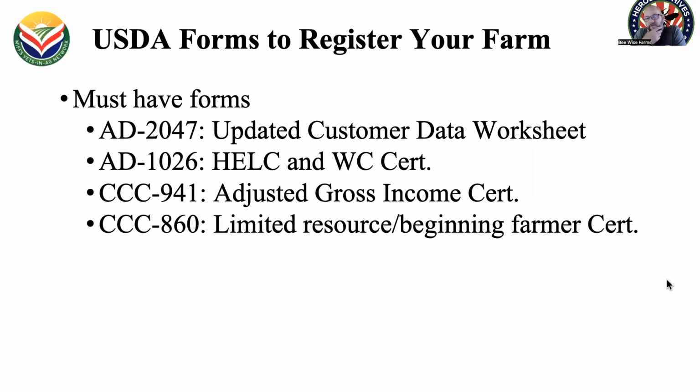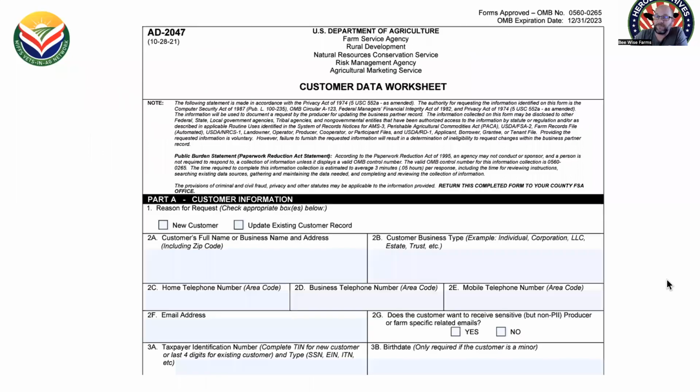The CCC 941 is the adjusted gross income certificate. So that's where they're going to connect your tax records to you. And then the last form is the CCC 860, which is the Limited Resource Beginning Farmer Certificate. So that's actually identifying if you belong to a limited resource category, a beginning farmer category, or a socially disadvantaged category. And like I said, there are special programs and opportunities for those categories within USDA. So let's talk about these 4 forms and go through them so that you know exactly what you're getting yourself into as you walk into a USDA office.